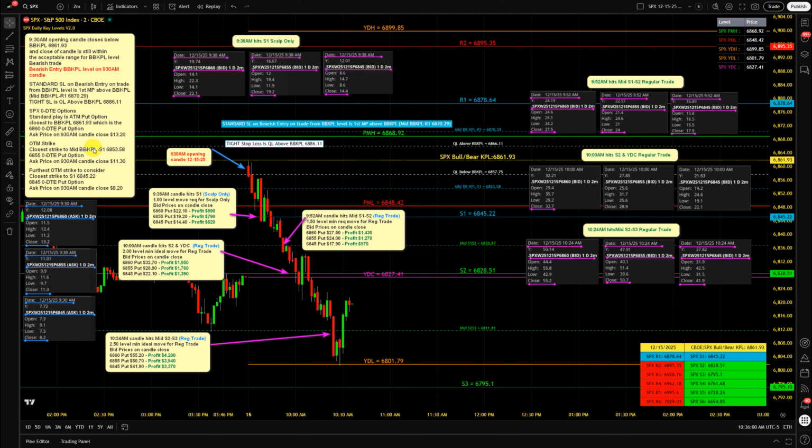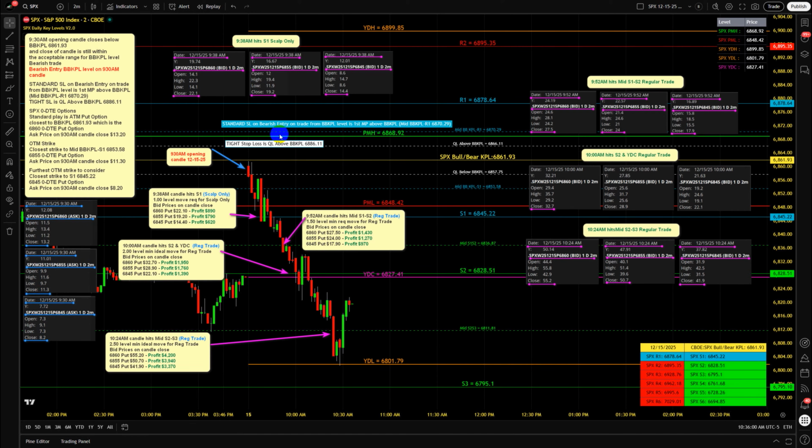Alright, so the ask prices are here. The ask price on the close of this 2-minute candle, which closes at 9:32 a.m., is 13.20 on the 68.60s, 11.30 on the 68.55s, and 8.20 on the 68.45, which is the furthest out of the money option.